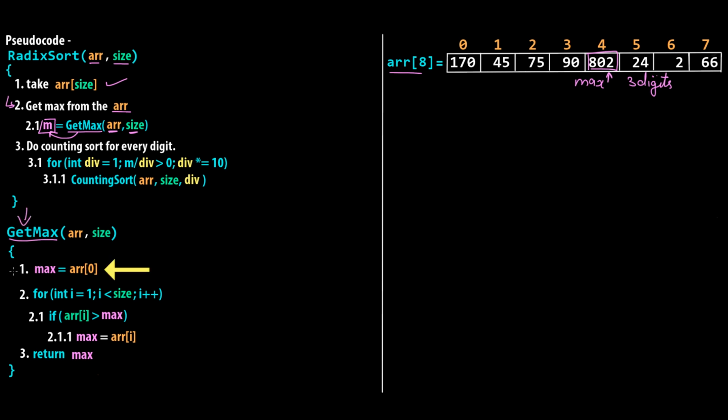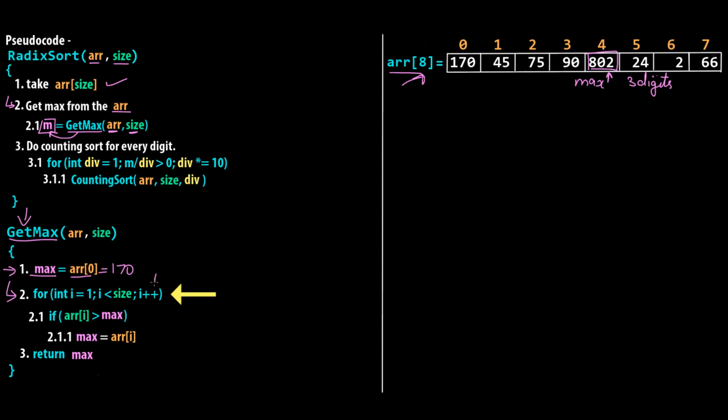What it does, let's go step by step. In step number 1, we say max is equal to ARR of 0. So we create a variable named max. We say it is ARR of 0. So applying it on this array, ARR of 0 is 170, right? So max becomes 170 for the first time. Then in step 2, we have a for loop. We say int i is equal to 1 till size. So i less than size. So what is the size of this array? 8.